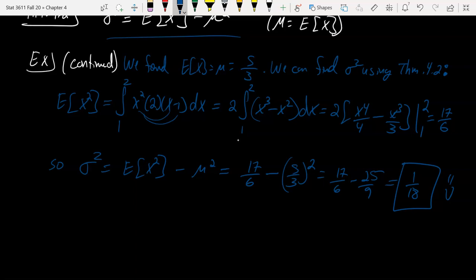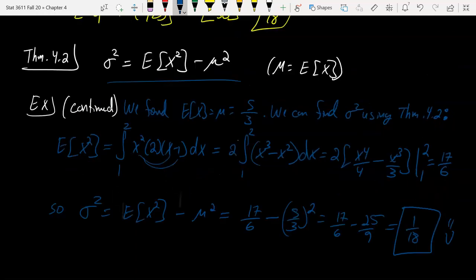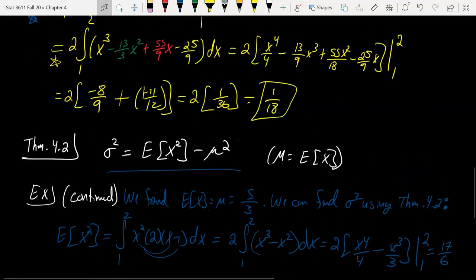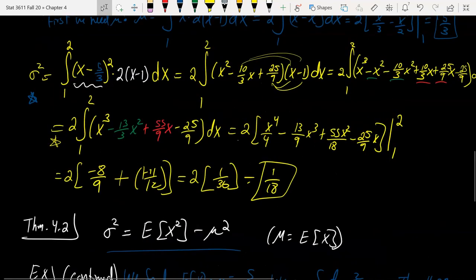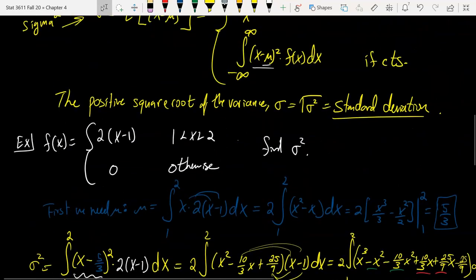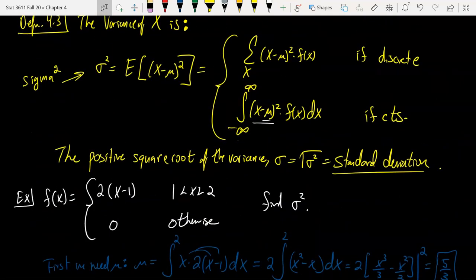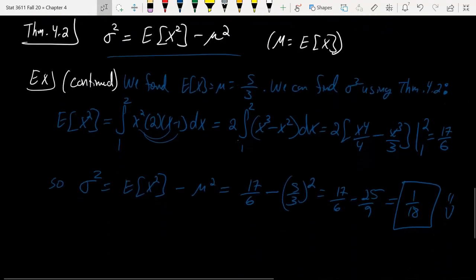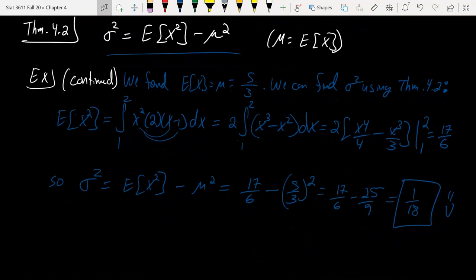So you can do it both ways. And in practice, I will probably be using theorem 4.2 for actually computing the variance. But again, I don't want to go without developing the intuition on what this is actually measuring. You're measuring the spread, and it's the average distance from the mean. It's the expected distance that your random variable is from the mean, okay?